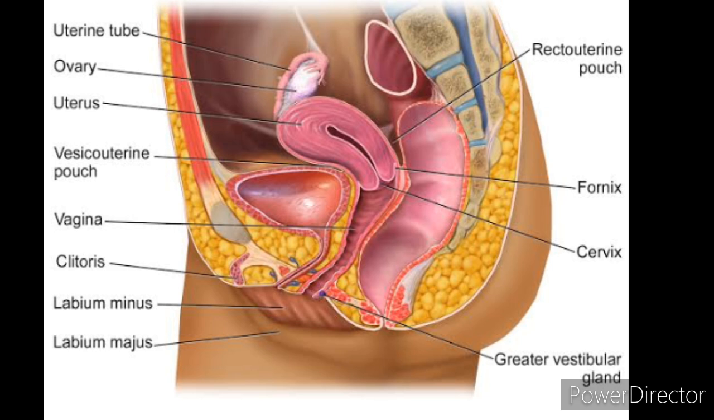The vaginal opening is guarded by a fold of skin called the hymen, and the hymen breaks when intercourse happens, and it can also be broken by excessive exercise, cycling, sudden jumps, etc. That's all about the elaborate explanation of the female reproductive system.